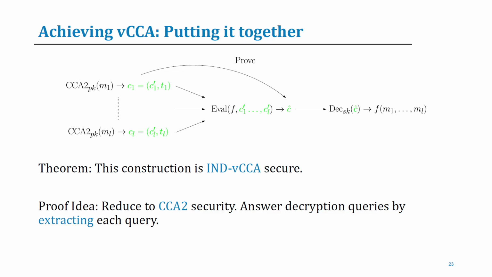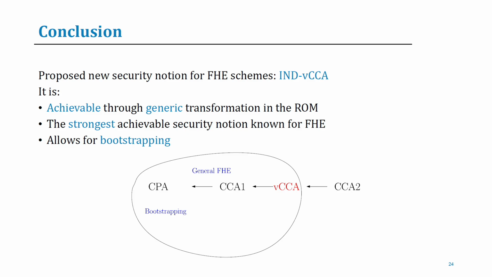All right. So to conclude, we proposed a new security notion, the IND-VCCA notion, that is actually achievable for FHE schemes through a generic transformation in the random oracle model, and, maybe more importantly, allows for schemes that use bootstrapping, and it is the strongest achievable security notion for FHE. At least it was at the time of writing. I've been made aware that a paper was released on ePrint two days ago that might extend this somewhat. All right, thank you very much for your attention.